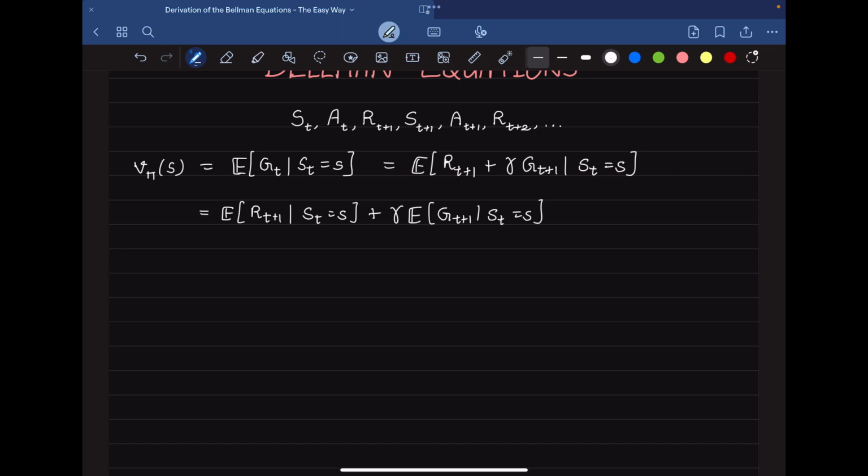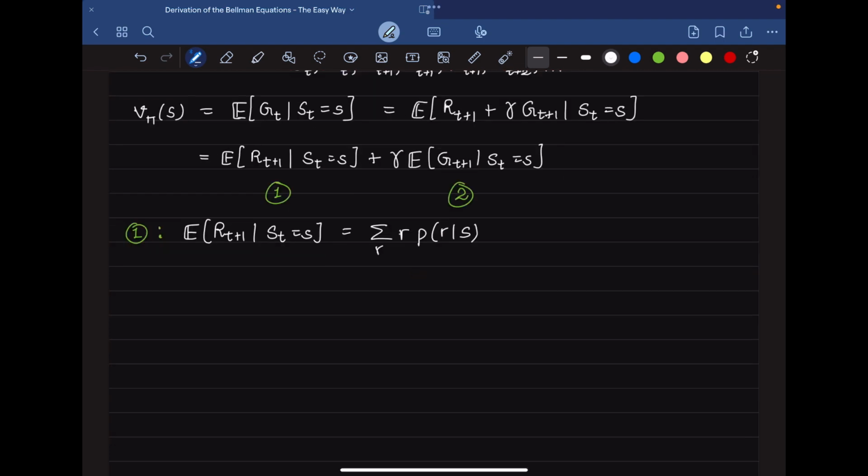And now again, we will take these two portions of the equation apart. We will solve them separately. And so for the first portion of the equation, let's write it down. The expected value of R_{t+1} given S_t is equal to S. Now this is basically equal to summation over all the rewards, the reward R multiplied by the probability of receiving this reward given that you start with the state S.